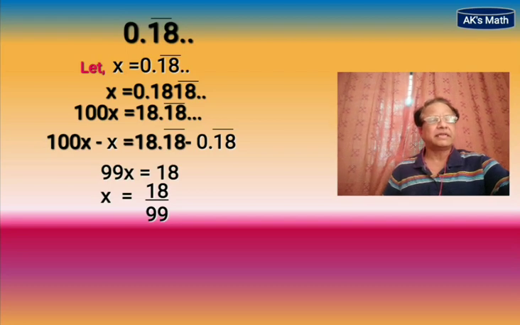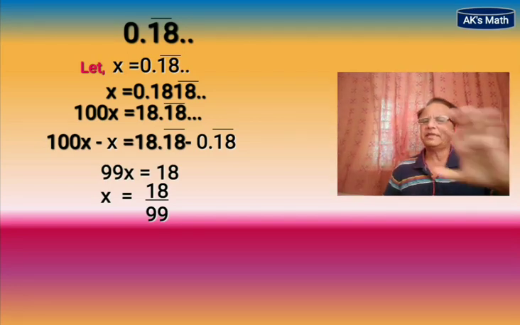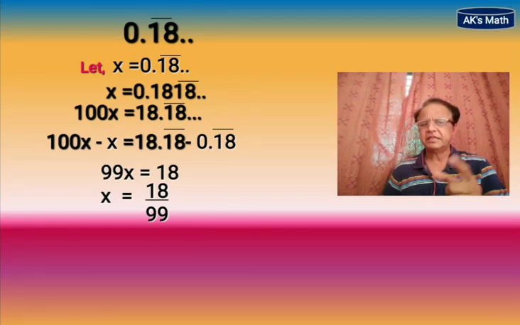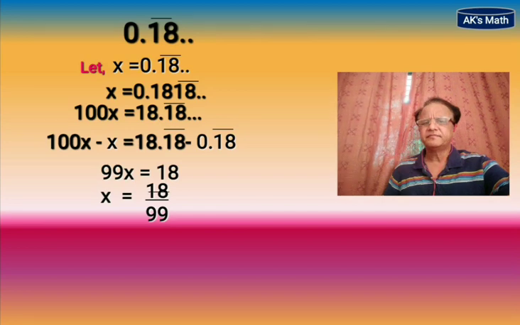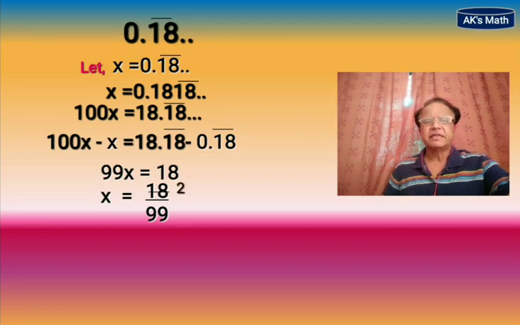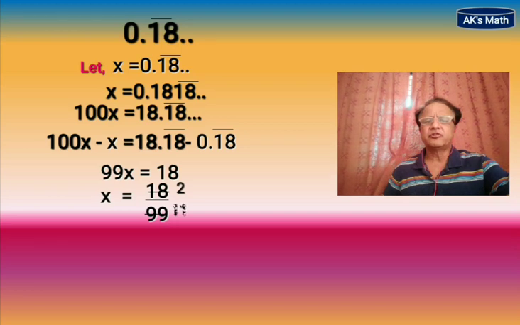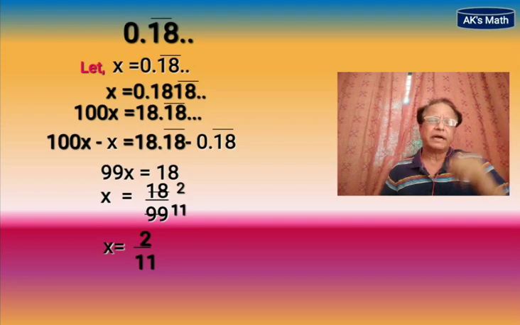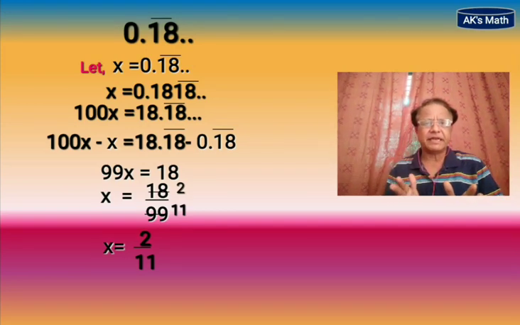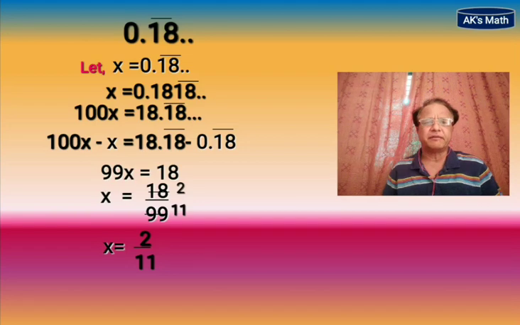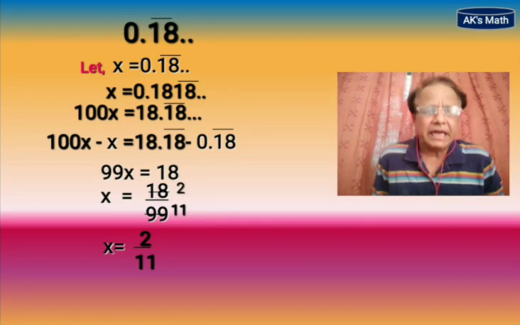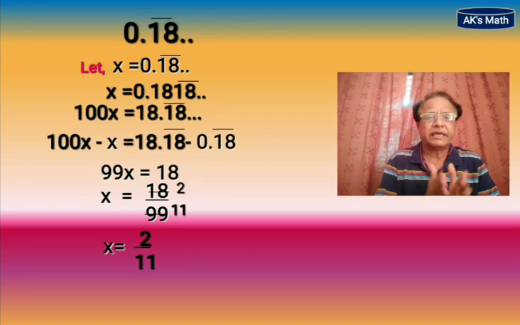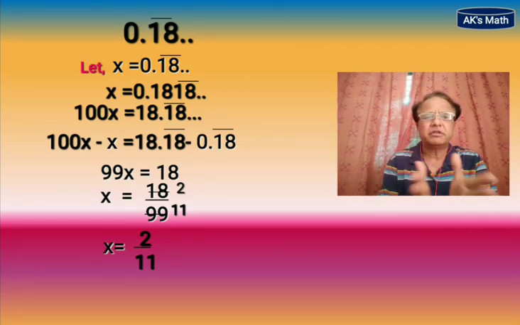Now these two numbers are divisible by 9. Very easy, divide by 9. Think what comes. In the numerator it becomes 9 2s are 18, and in the denominator 9 1s are 9, 9 11s are 99, so the denominator becomes 11. So the final answer will be 2 by 11. In this way we can convert 0.18 bar into 2 by 11. This is the conversion of non-terminating, recurring decimal numbers into simple fractions.